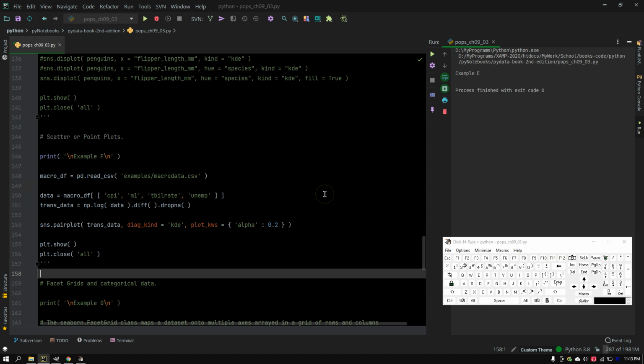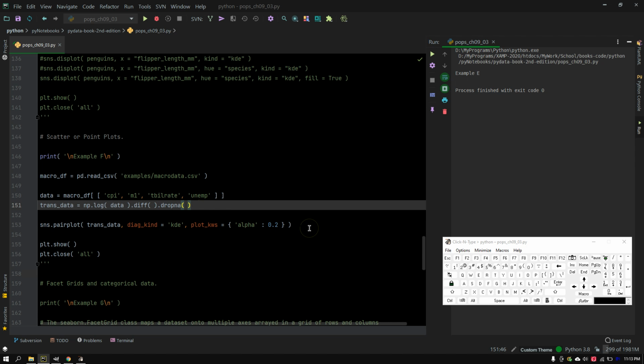Okay, example F, scatter or point plots. This is macro data of some social thingy. Put it in the data frame, the pandas data frame. Then we're going to use these columns, and we're going to do a logarithm and so forth. I have no clue what this line does. It's a mathematical thing that you are really good at. I hope that you decipher it and teach me what it is.